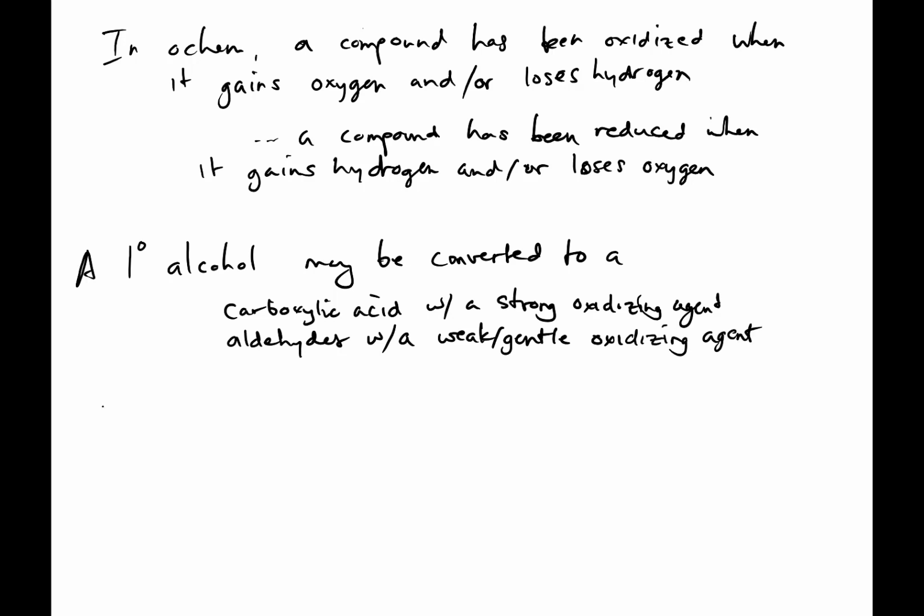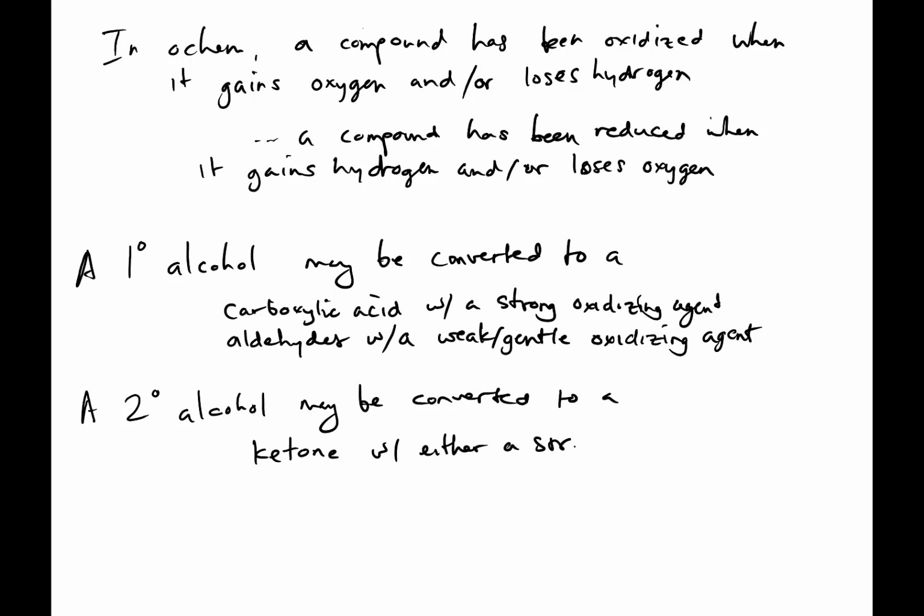Okay, now a secondary alcohol, and we know what that is by now, right? May be converted to a ketone, only a ketone, really, with either a strong or weak oxidizing agent. Okay, and we'll look at what those are in just a second. I'm going to write them out. There are lots of these. I'll give you a subset of them. And if you know those, we're good, because I won't give you any examples that don't contain those, okay?